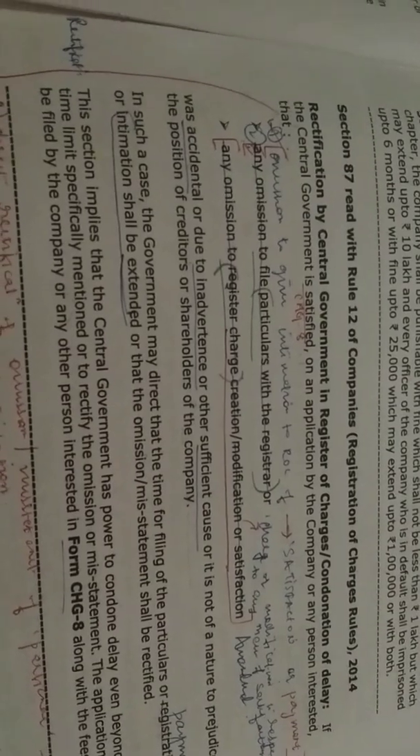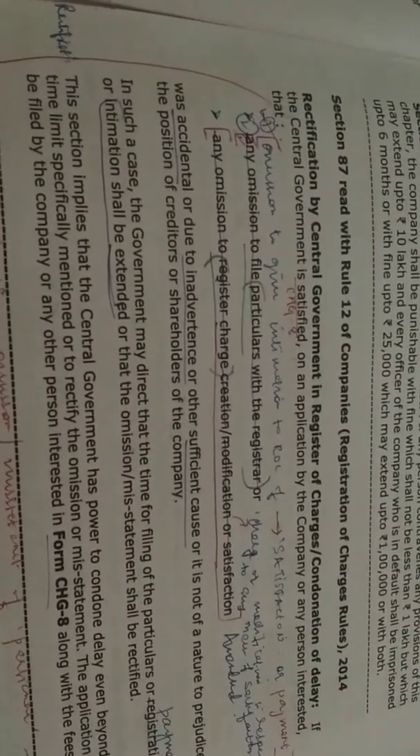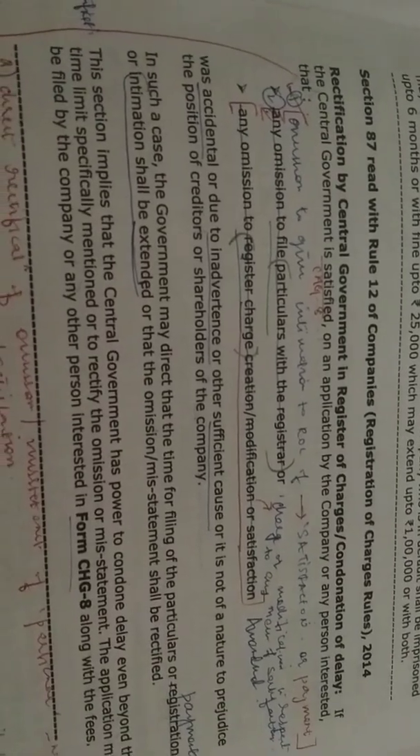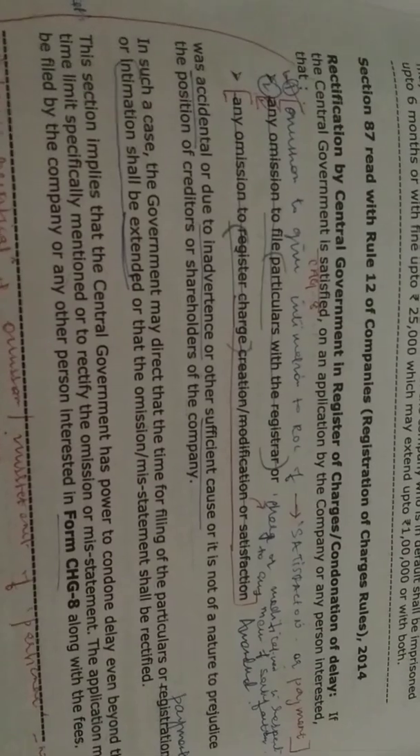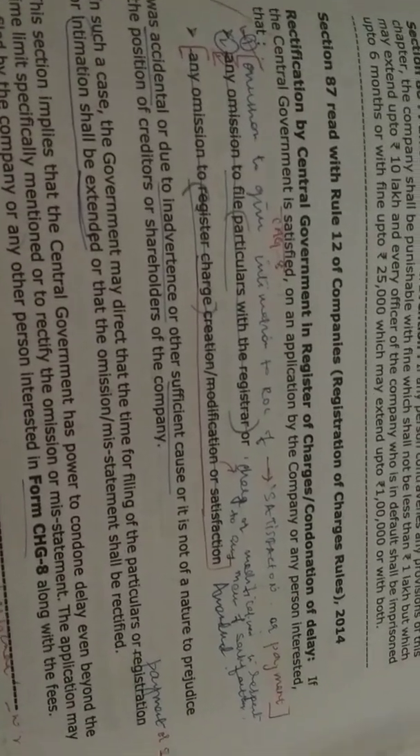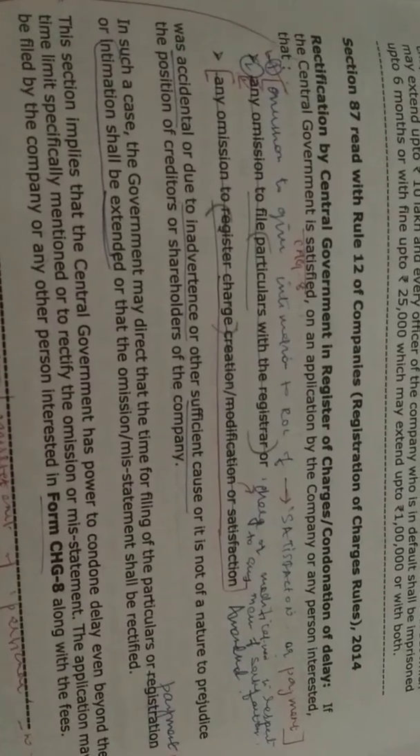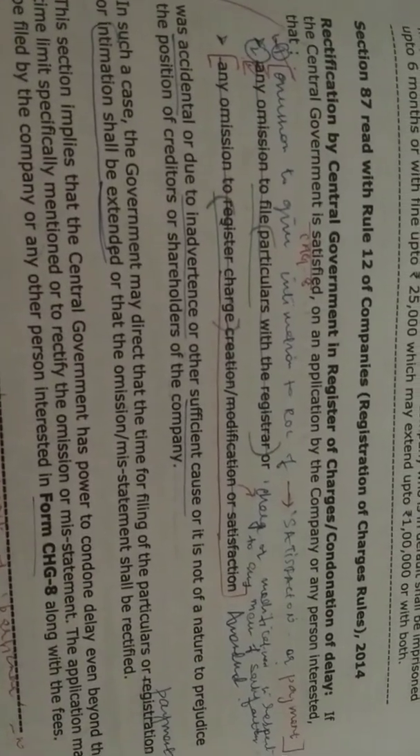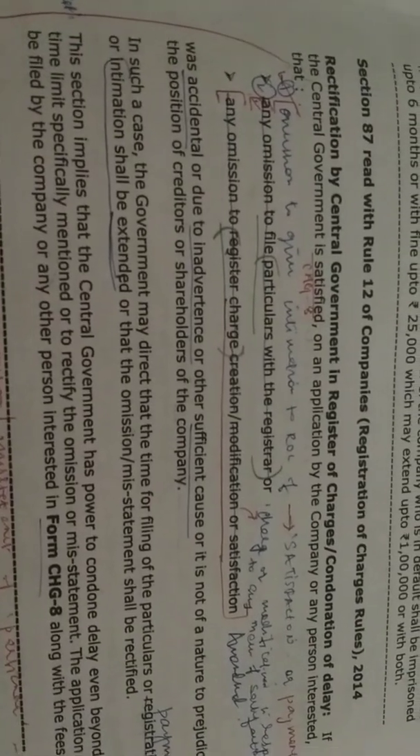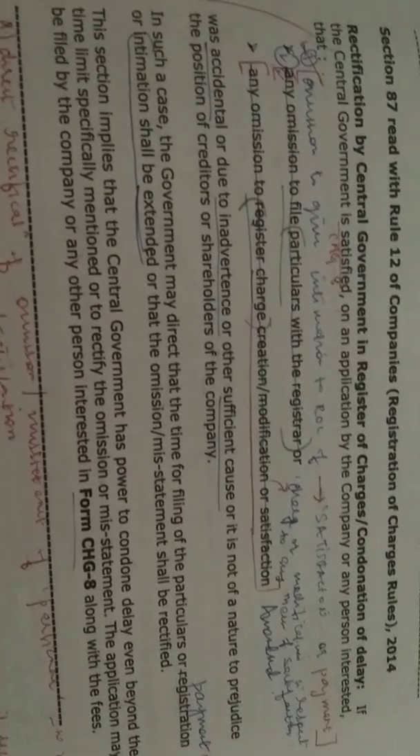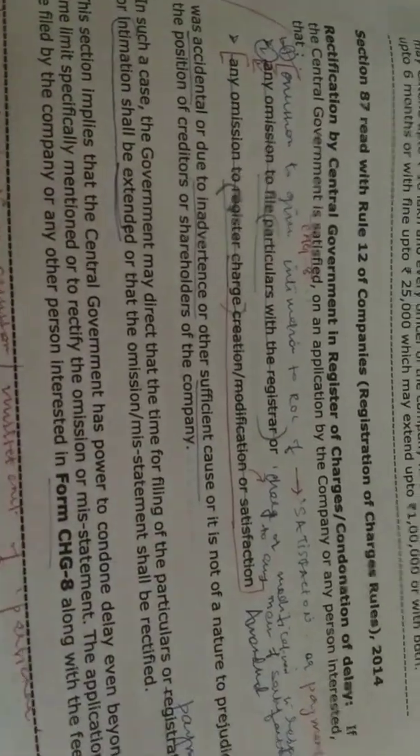Section 87 is for rectification by the Central Government of the register of charges, condonation of delay. If the Central Government is satisfied, on application by the company or any person interested, that any omission to give intimation to the ROC for the satisfaction of charge or modification in respect of any satisfaction was accidental or due to inadvertence or other sufficient cause, or is not of a nature to prejudice the position of creditors or shareholders of the company, the government may direct that the time for filing of the particulars or payment or satisfaction or intimation shall be extended, or that the omission or misstatement shall be rectified. This section implies that the Central Government has power to condone delay even beyond the time limit specifically mentioned, or to rectify the omission or misstatement. The application may be filed by the company or any other person interested in Form CHG 8 along with the fees.